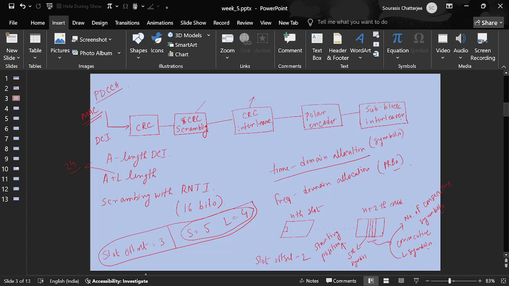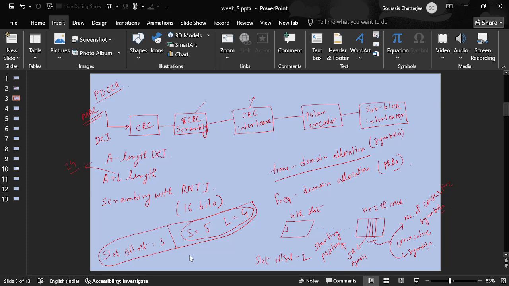And when I talk about the downlink, can this slot offset go anywhere, or does it have an upper bound, some restriction? Yes, slot offset also has an upper bound. So in downlink, what is the upper bound here? I think 0 to 3. Yes, upper bound is 3. Okay, downlink upper bound is 3.